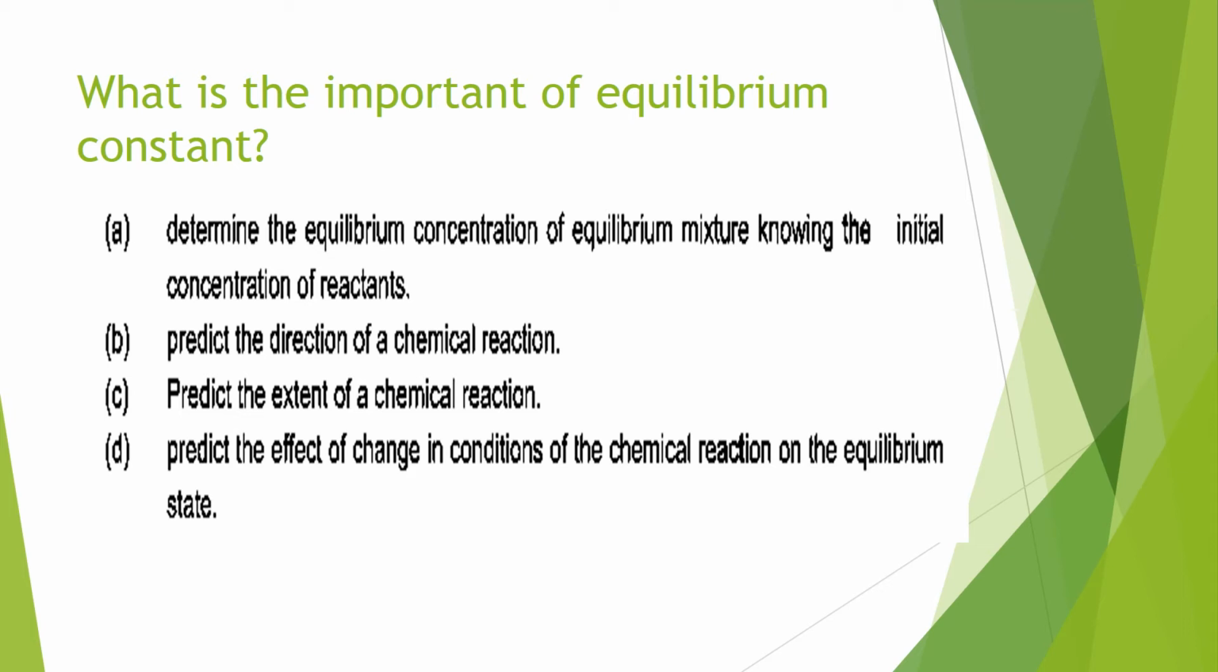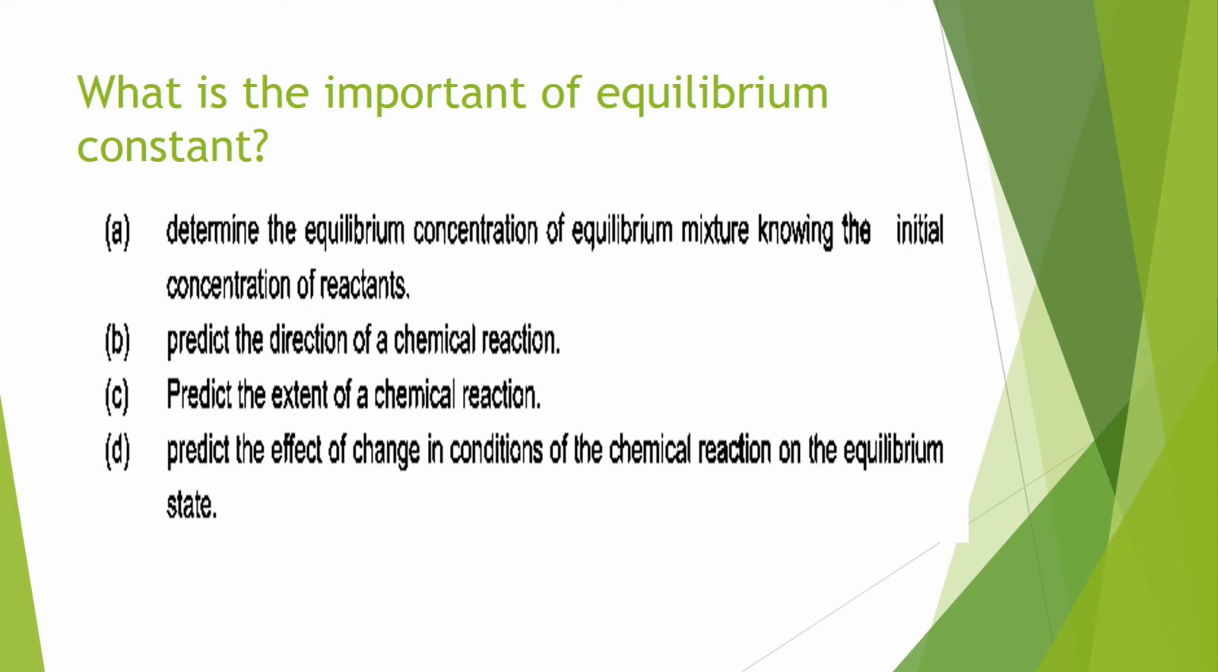By this Kc value, we can find out whether our chemical reaction is going towards the forward direction, meaning our product will be more, or it will go towards the reverse direction, meaning our reactant will be more. The third point is to predict the extent of a chemical reaction. Extent of the chemical reaction means we can determine by this Kc value to what extent that chemical reaction has been near to completion.